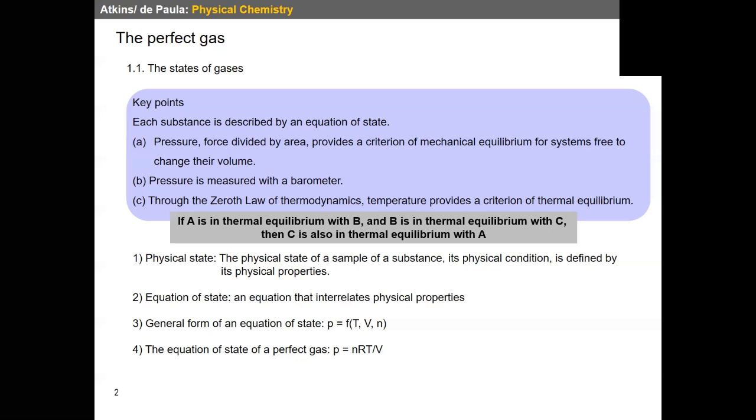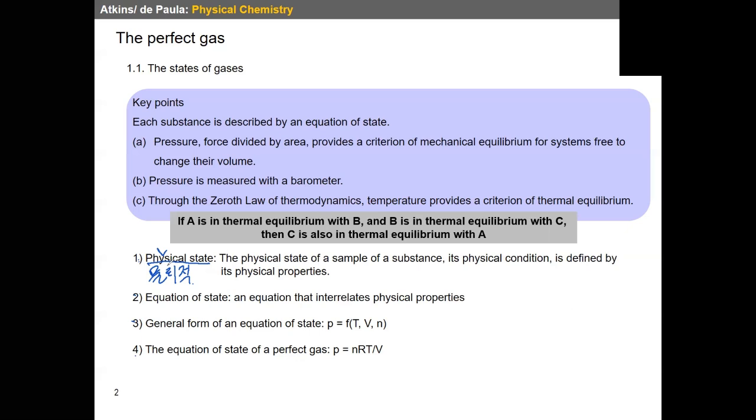Okay, so these 1, 2, 3, 4 are keywords, or basic terminology, for this class. First, physical state. Physical in Korean is 물리. This physical state is related to some kind of motion or state of some substance.